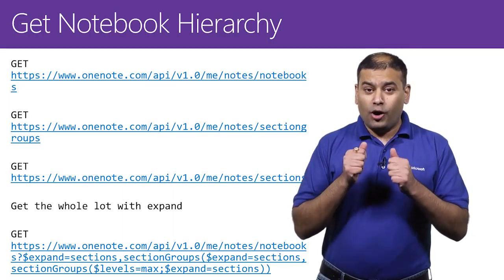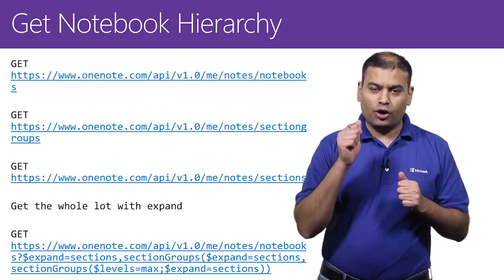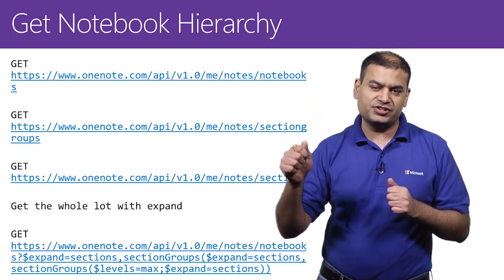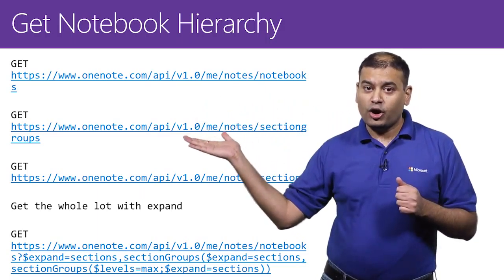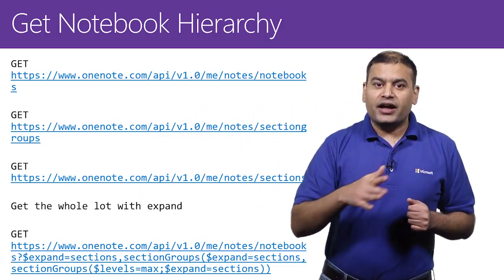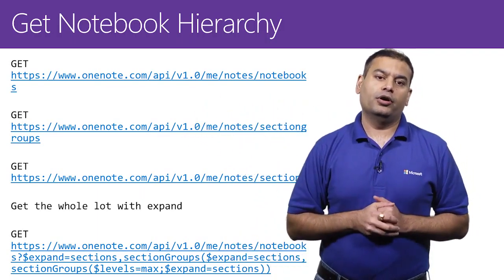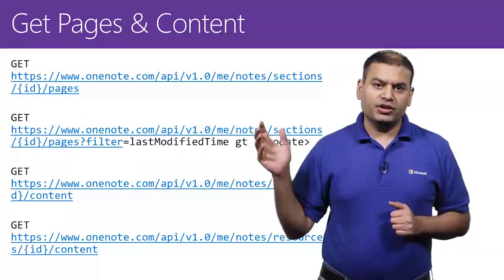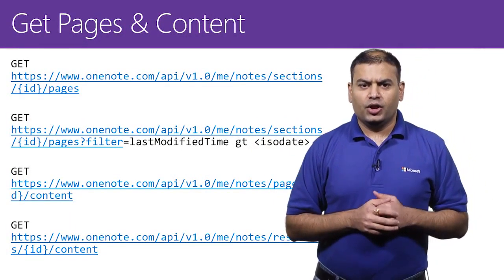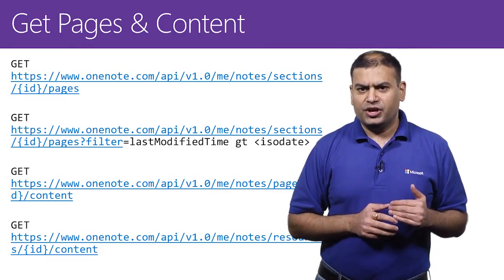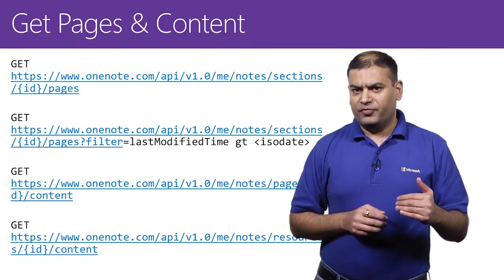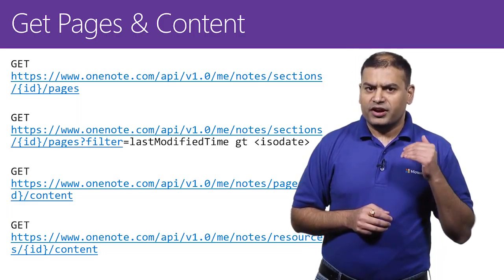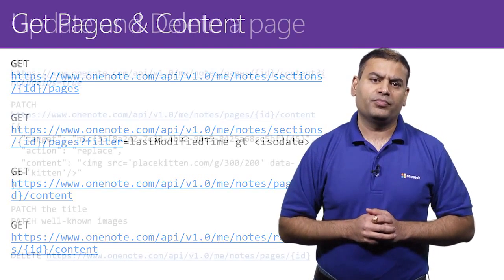But if you want to avoid making a separate network call to get notebooks and then sections and section groups, you can just use expand at the very bottom of the screen to get the entire hierarchy in one network call. Now, here is how you get a page. Now, for getting a page, you can pass filters to get the most recently modified pages.